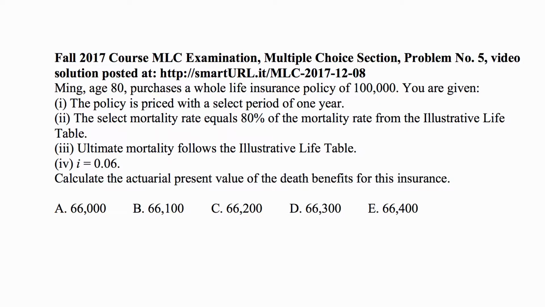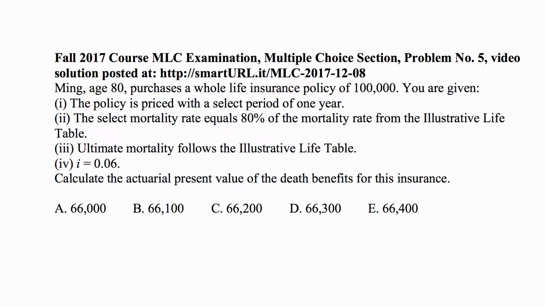Ming, age 80, purchases a whole life insurance policy. It doesn't say dollars, but I'm assuming that. Its face amount is $100,000. You are given the policy is priced with a select period of 1 year. The select mortality equals 80% of the mortality rate from the illustrative life table. Ultimate mortality follows the illustrative life table.